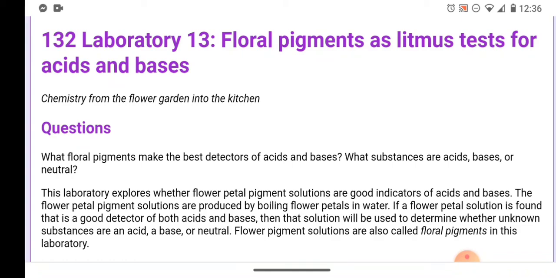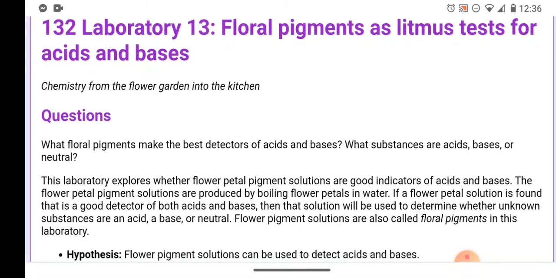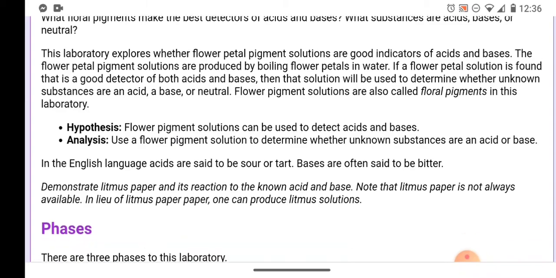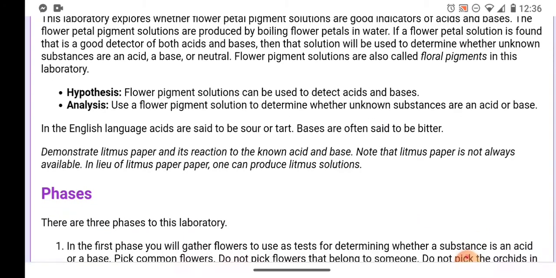This laboratory explores whether flower petal pigment solutions are good indicators of acids and bases. The flower petal pigment solutions are produced by boiling flower petals in water. If a flower petal solution is found that is a good detector of both acids and bases, then that solution will be used to determine whether unknown substances are an acid, base, or neutral. Flower pigment solutions are also called floral pigments in this laboratory.